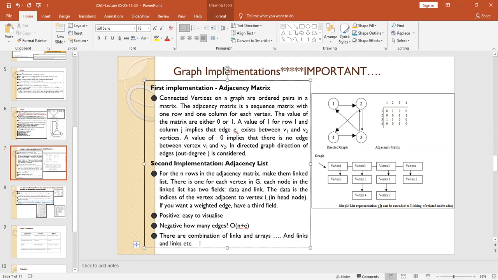So this is the graph implementation. How are you going to implement the graph? Using adjacency matrix. The other one is using adjacency list.